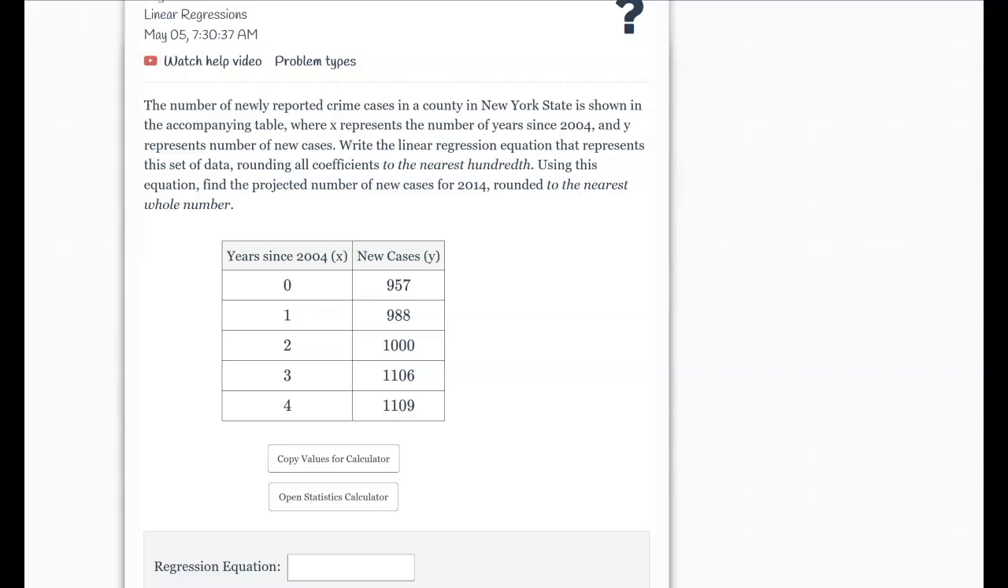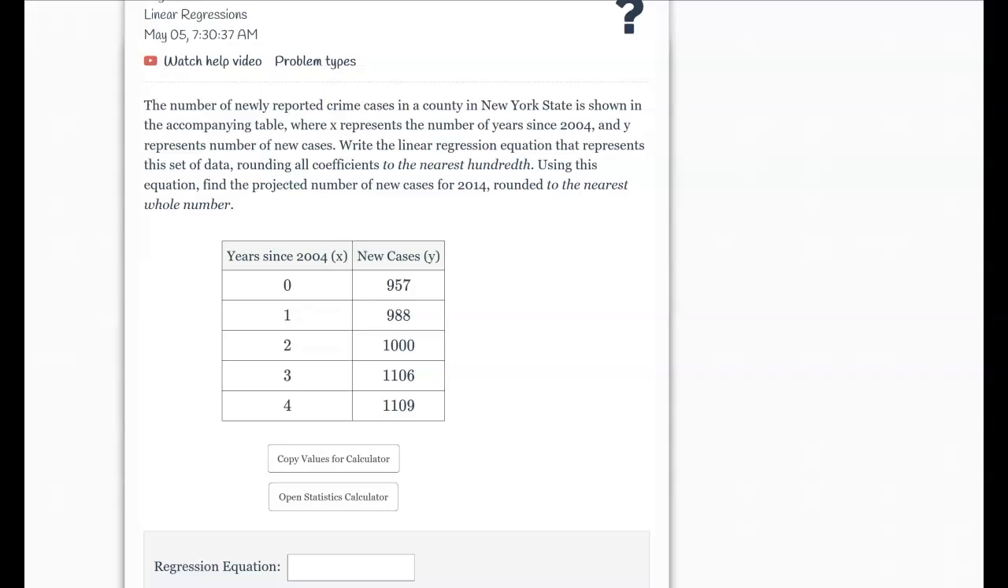It says the number of newly reported crime cases in a county of New York State is shown in the accompanying table, where X represents the number of years since 2004 and Y represents the number of new cases. Write the linear regression equation that represents the set of data, rounding all coefficients to the nearest hundredth. Using the equation, find the projected number of new cases for 2014, rounded to the nearest whole number.